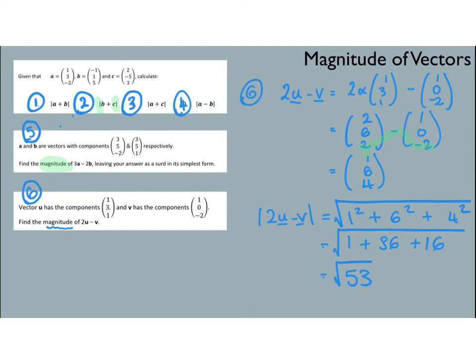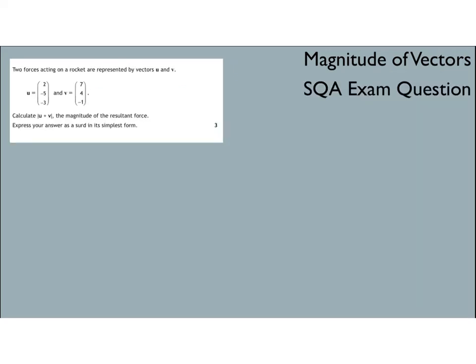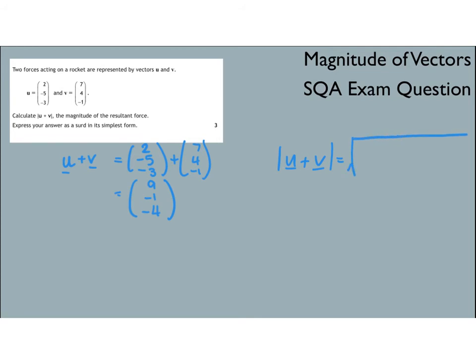Right, the exam questions we'll go over next. So similar to the questions that we did before, we actually need to start off by working out u plus v before I can go on to work out the magnitude of u plus v. Okay, so that's those 2 vectors added together there. Again, you've got to be careful of your negative numbers, haven't you? Okay, so 9 minus 1 and minus 4 there.